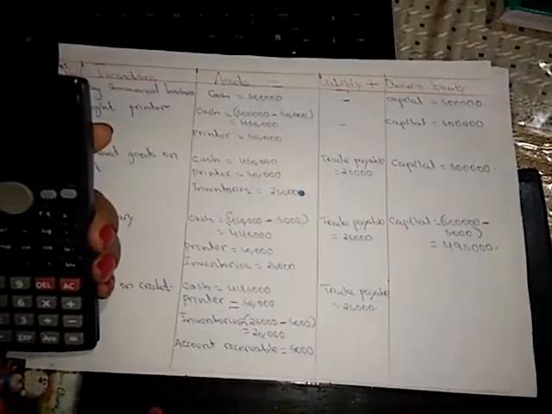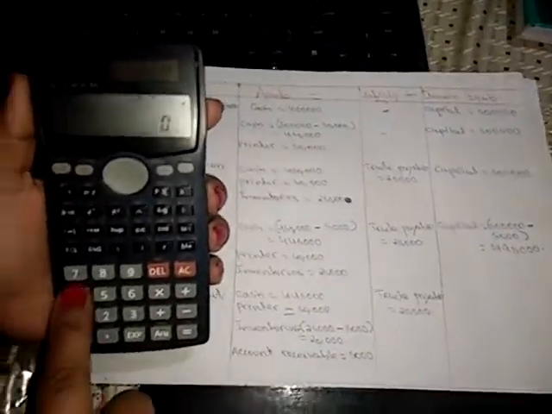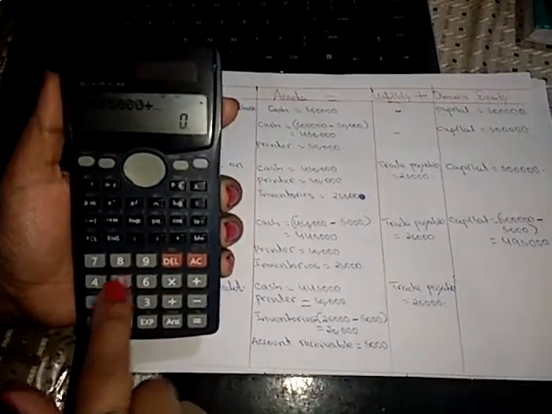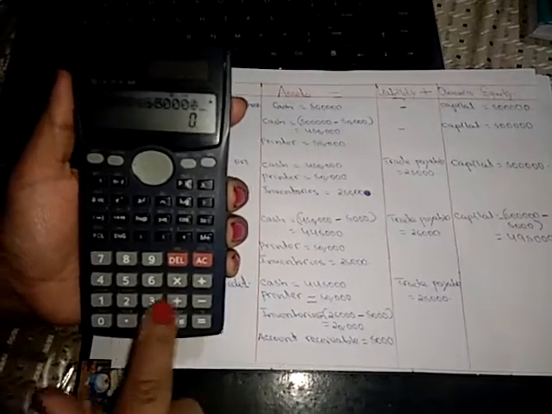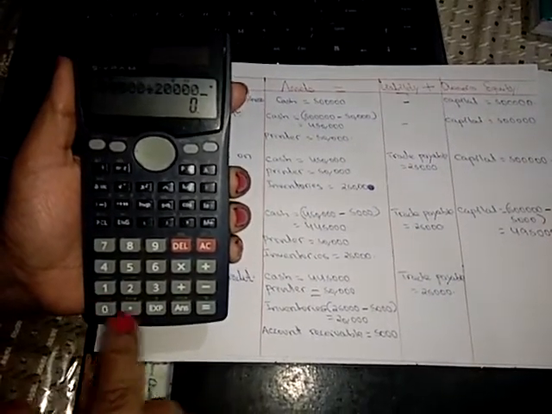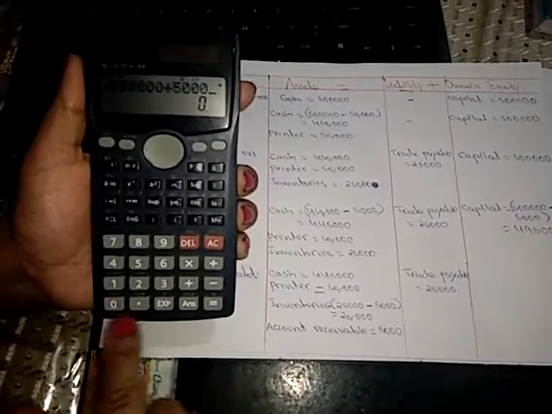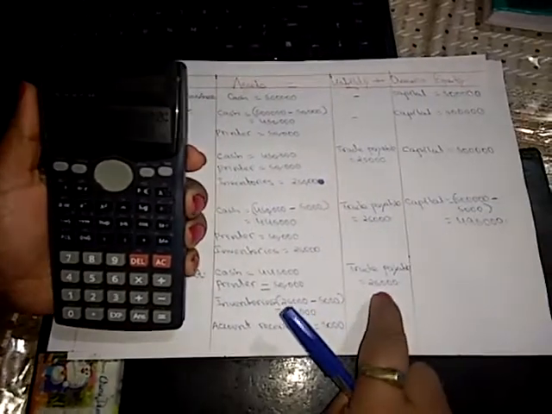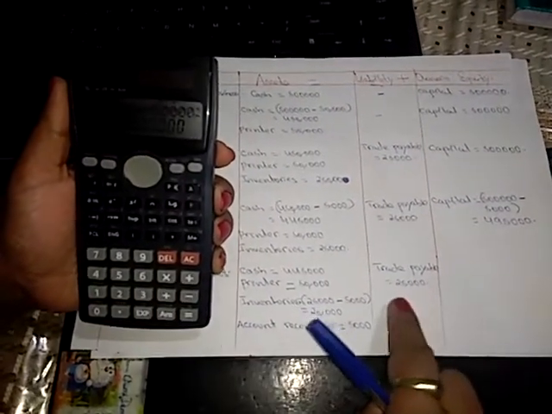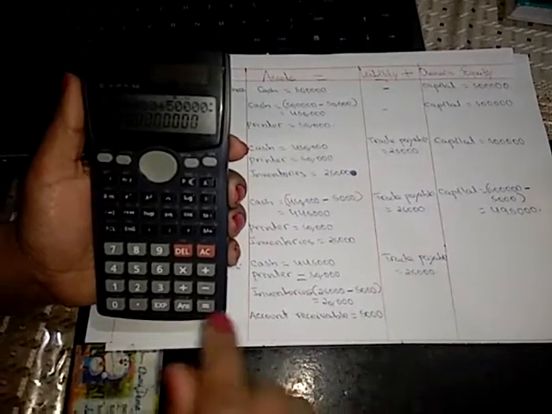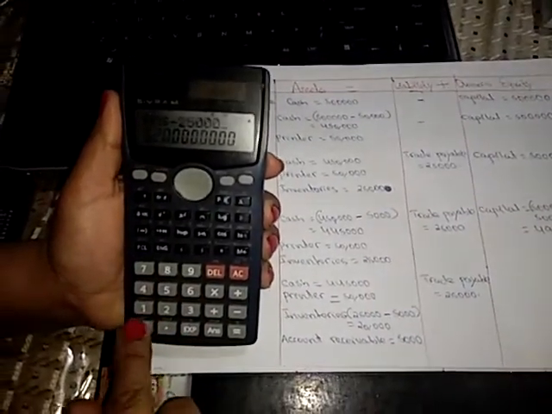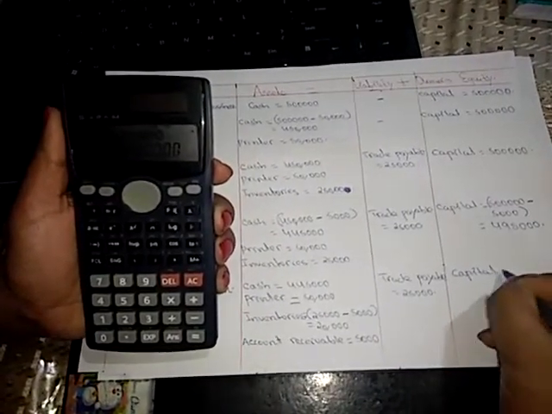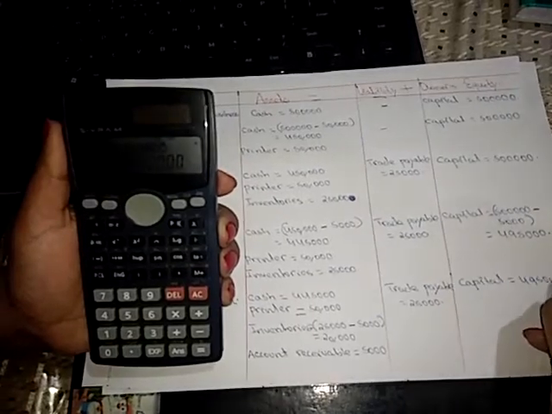So capital, how are you going to find it? First add all the assets. 4,45,000 plus you have printer worth 50,000, plus you have 20,000 worth of inventories, plus 5,000. It is 5,20,000, minus you have, why are you subtracting this amount? Because you need to pay, that's why you have to minus 25,000. So your capital will remain as it is. So it is 4,95,000.